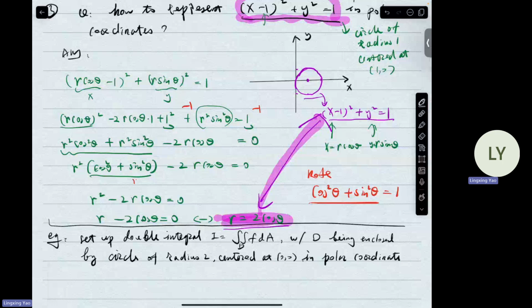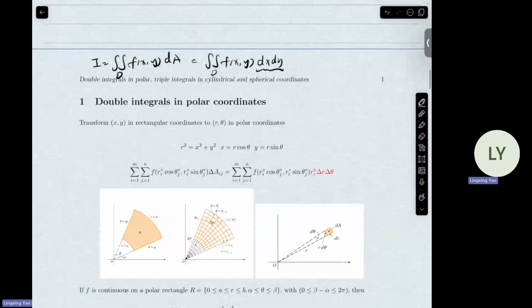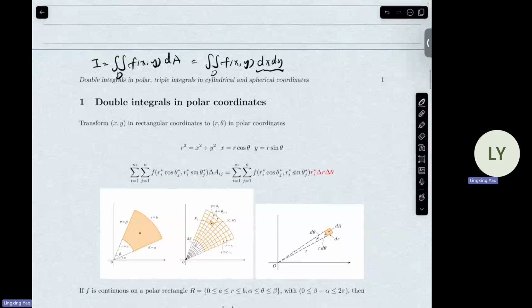Okay, so this is what we're going to do. But before we are able to do that, we have to really introduce the double integral, or the iterated integral, in the polar coordinates. So this is what we're going to focus on right now. Okay, so what is the double integral in the Cartesian coordinates? Well, hopefully we all remember this. This is what we have, right?